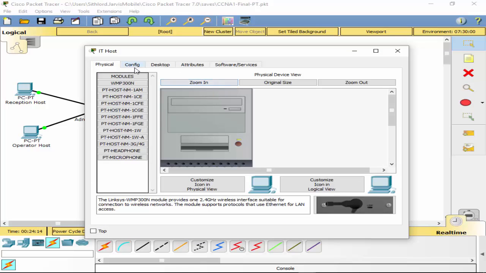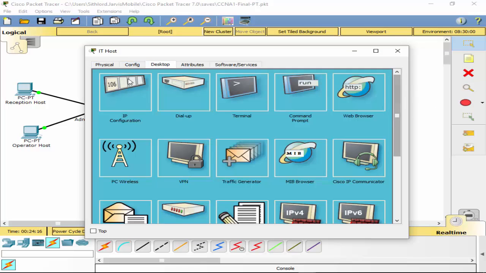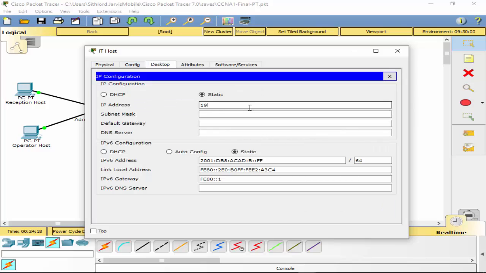Alright, so now we're back over here. So we want to go to desktop. And so 192.168 for the IT department. We're going 97, 1.97, not 197. And we're doing a 224 over here. And our default gateway was 192.168.1.126.